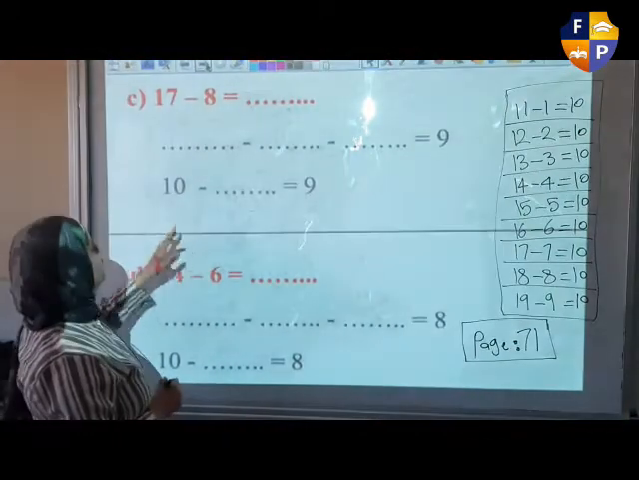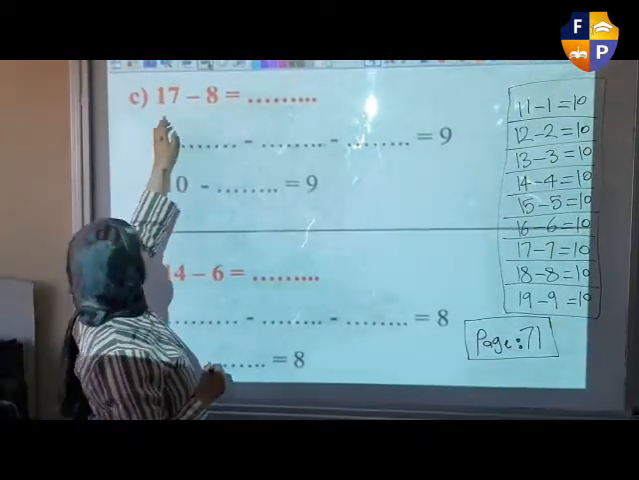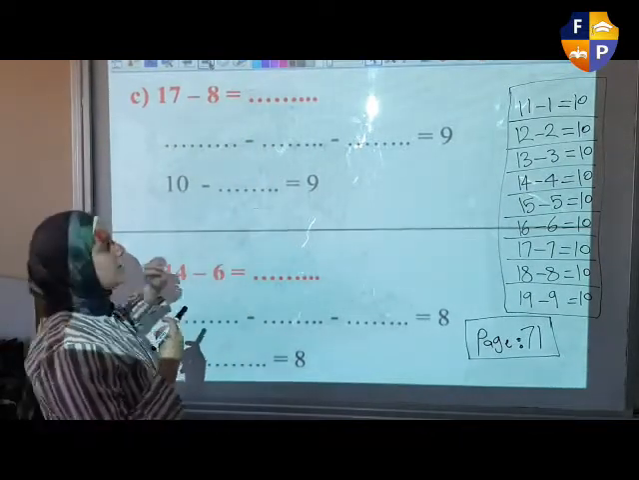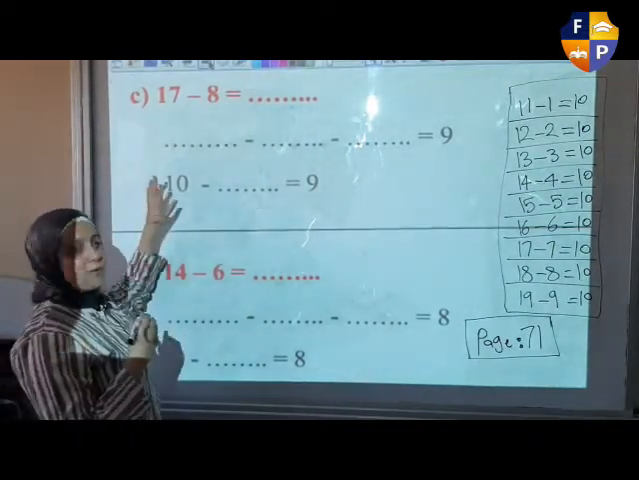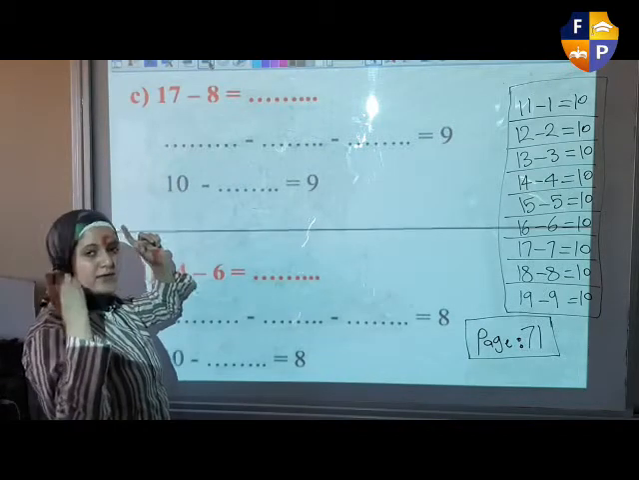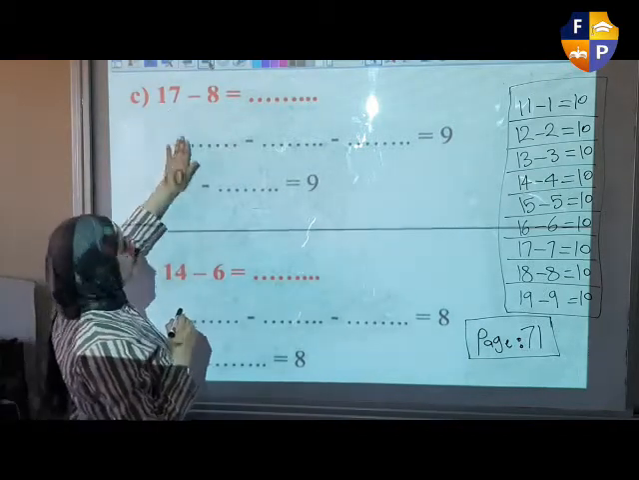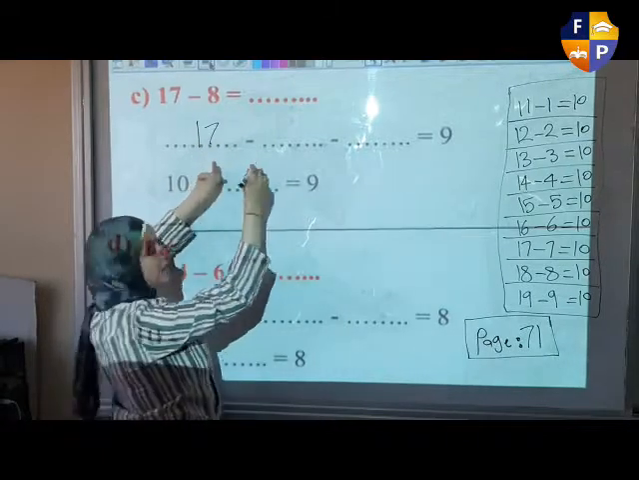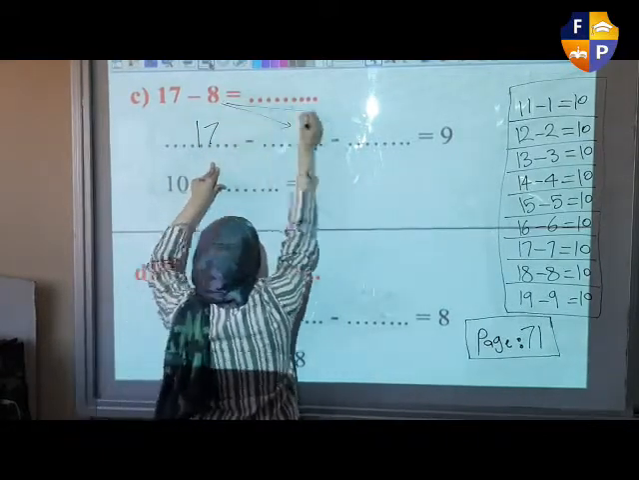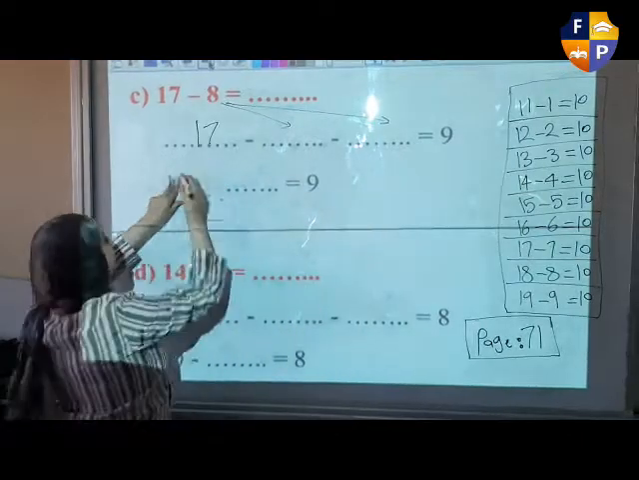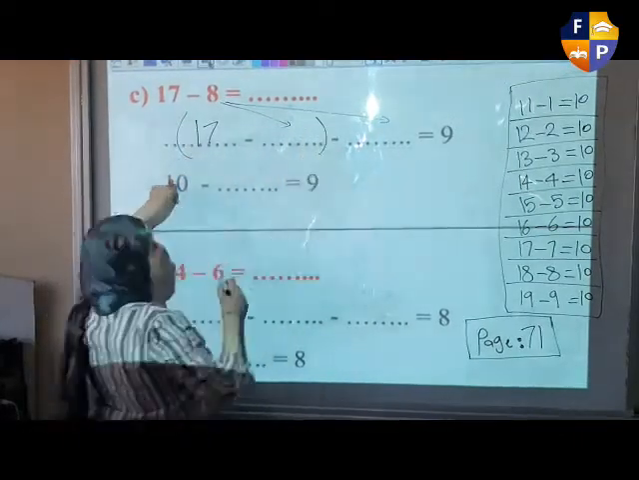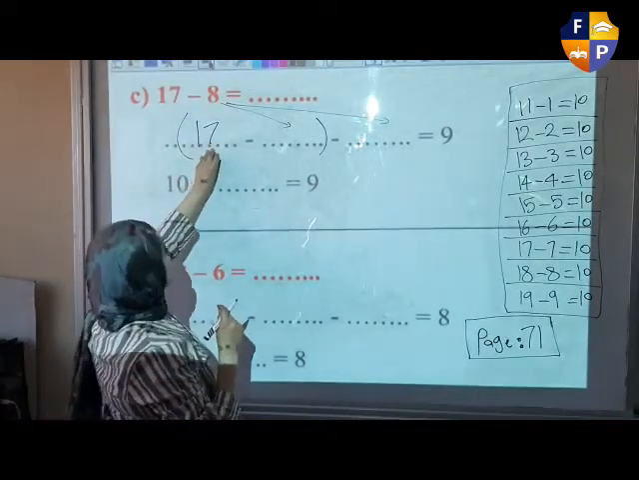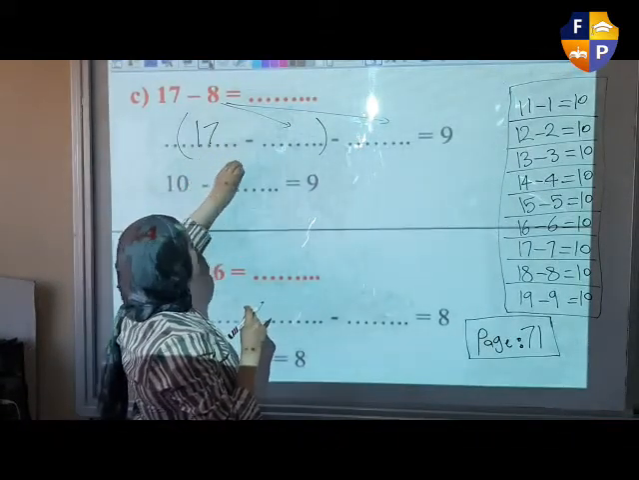In page 71, you will see the first example, 17 minus 8 equals what? To make it easier, I will use decomposing numbers and our mental strategies. So here I will drop the first number like it is, 17, and I will break 8 into two parts. One part of them should give me 10 to make it easier. So 17 minus what equals 10?